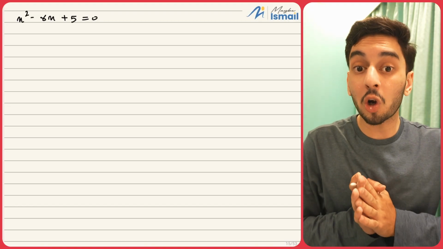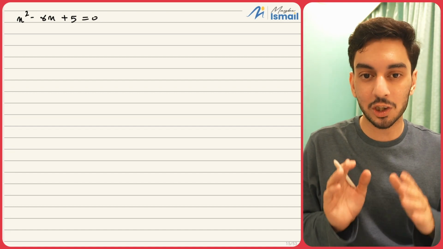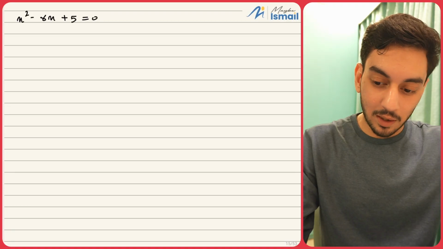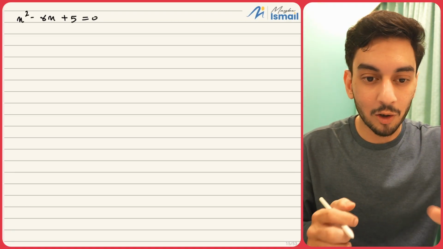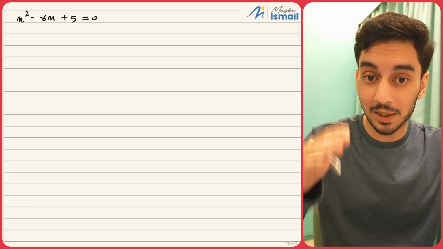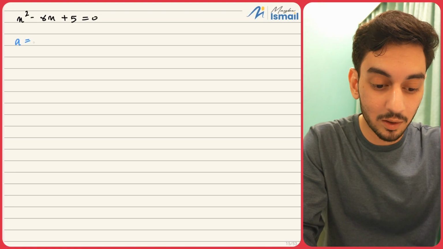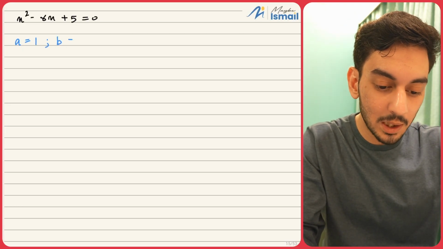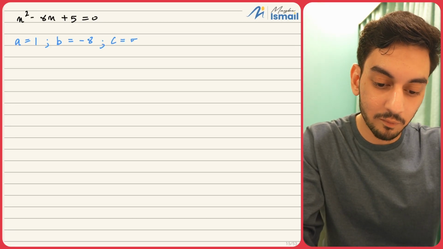The fact is, not all questions can be solved by the factorization method, but every single question can surely be solved by the quadratic formula. I look at this equation and try to figure out the values of a, b and c, because that is what is needed in the quadratic formula. Now the standard form is ax squared plus bx plus c is equal to 0. Hence a is the coefficient of x squared, no coefficient, which means the coefficient is 1 over here. b is the coefficient of x, which is negative 8, and c is the constant term, which is 5.